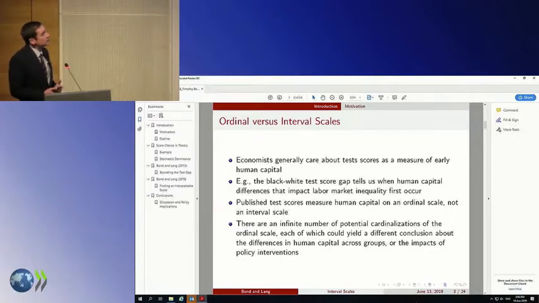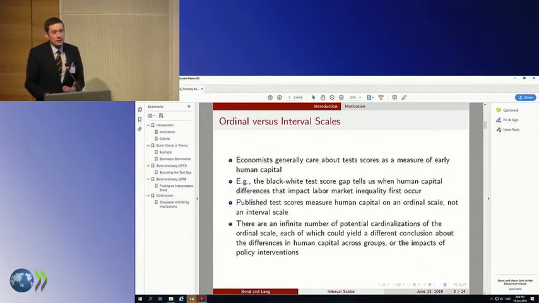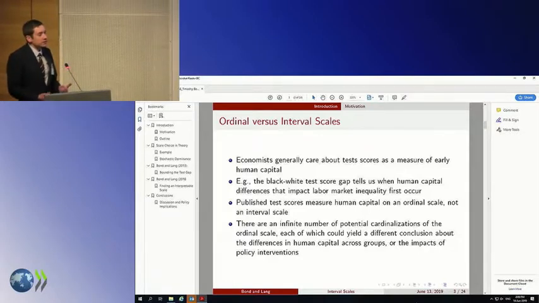The problem with this is that the published test scores measure human capital on an ordinal scale, not an interval scale. They may have some interval properties, but generally not the intervals that we're particularly interested in measuring as economists. So we're going to be able to see the rank ordering of students, but it's going to be difficult to interpret magnitudes of differences across students. If we think of this as a purely ordinal measure, there's an infinite number of ways you could cardinalize these rank orderings. Each of them is going to give you a different conclusion about differences in human capital across groups or the effect of policy interventions on human capital accumulation.